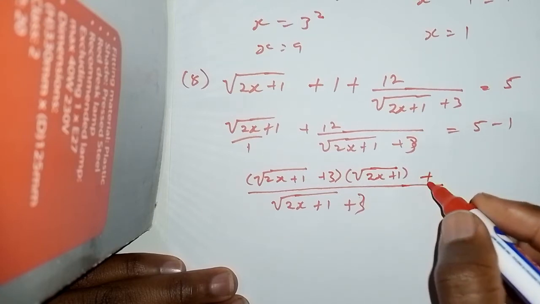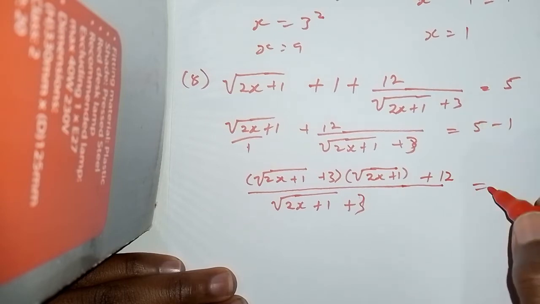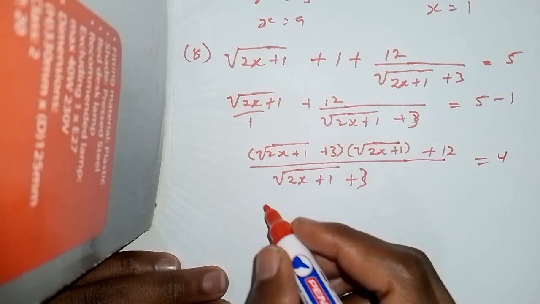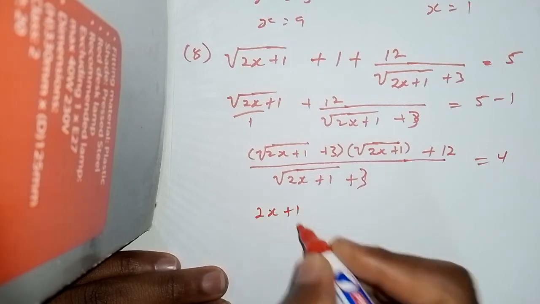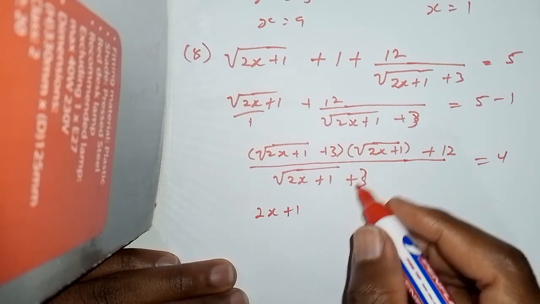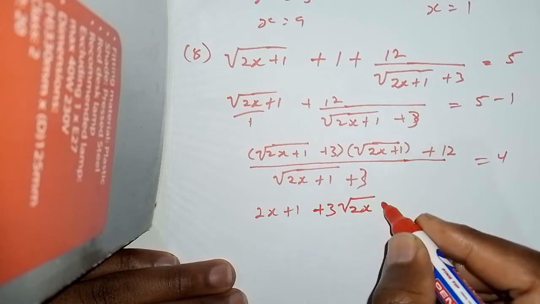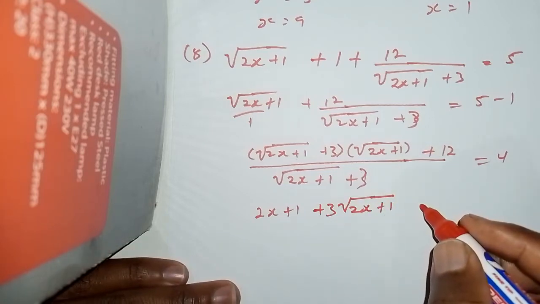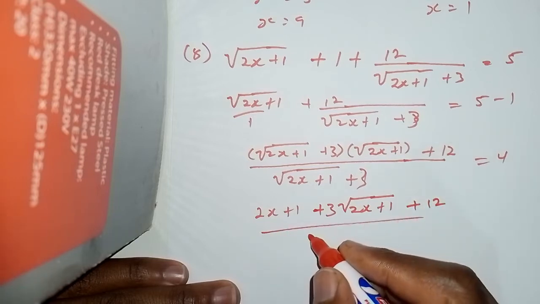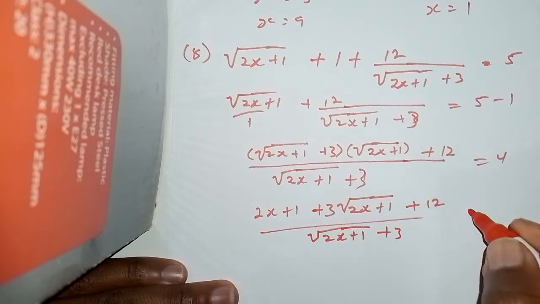Then plus this into that is 1. 1 times 12, it's 12. This is equal to 5 minus 1, it's 4. Right? I'm just going to say this multiplied by that is going to give me 2x plus 1. 3 multiplied by root 2x plus 1 is plus 3 root 2x plus 1. Right? Plus 12, all over root 2x plus 1 plus 3 equals 4.